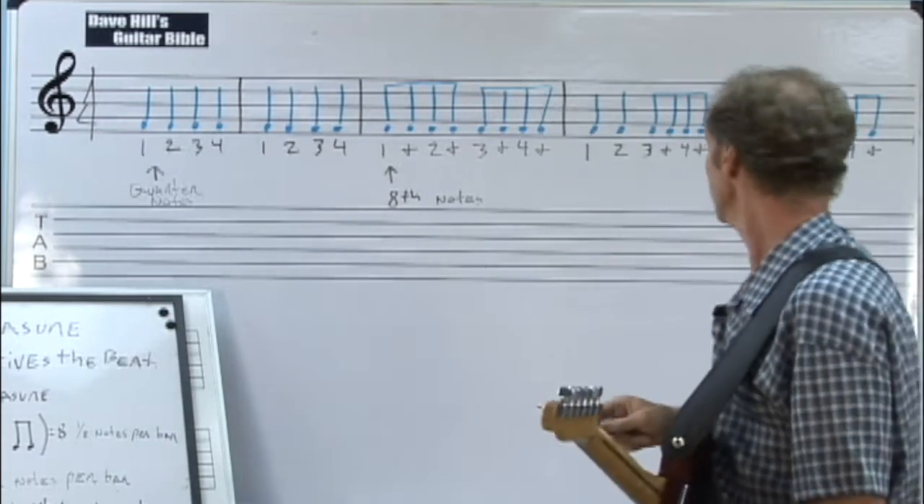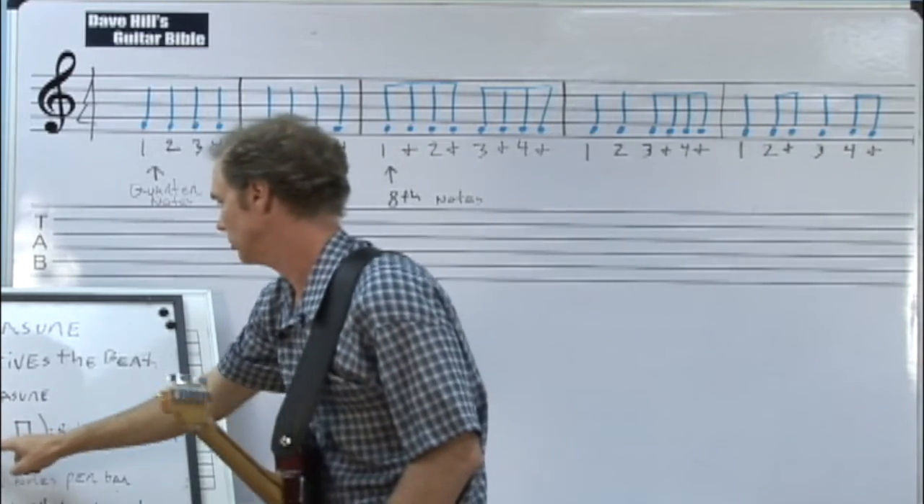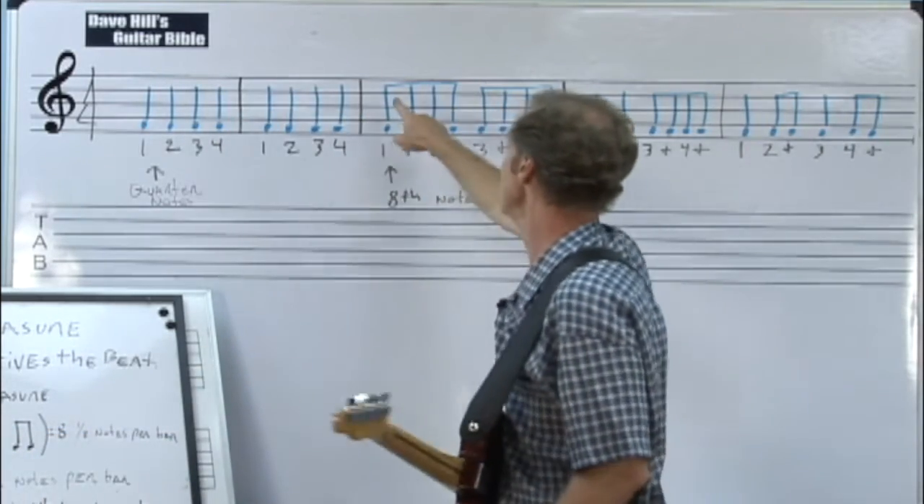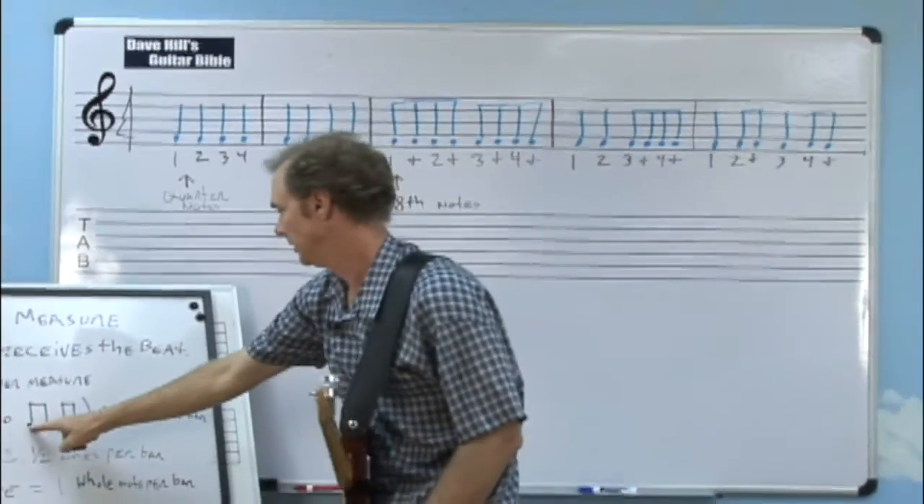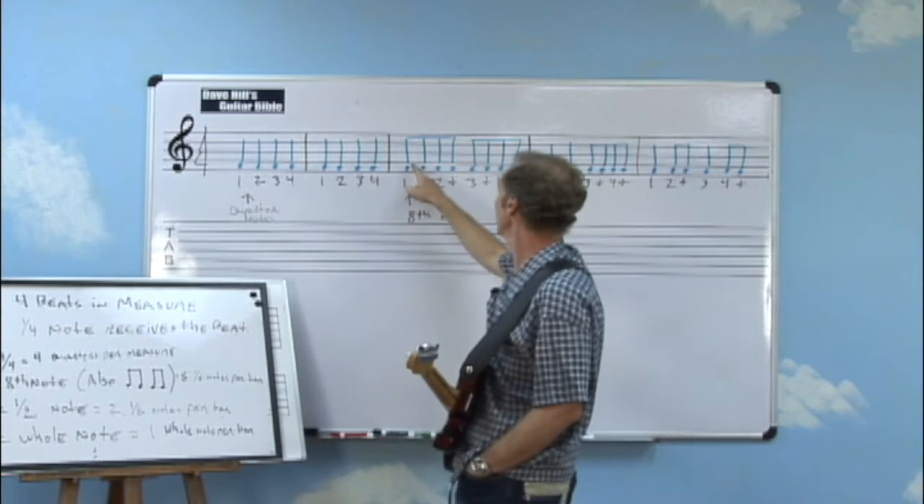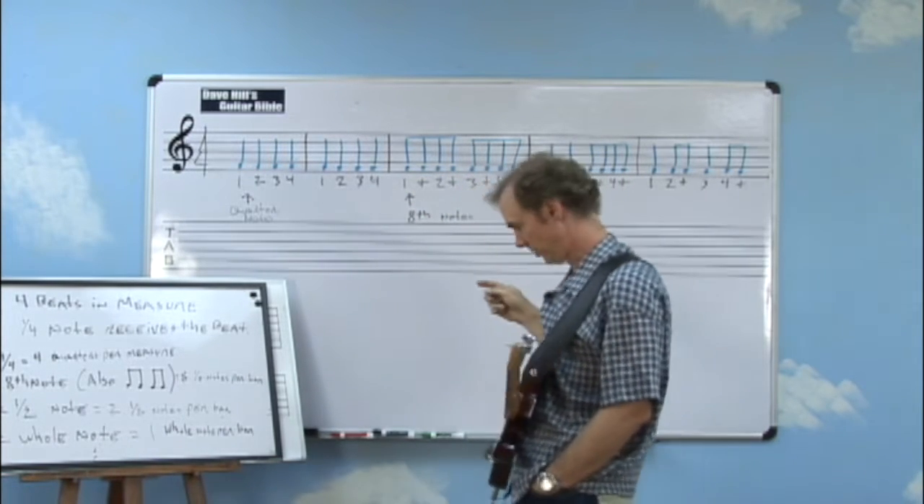And you'll notice that when you get 2 groups of them together, 2 pairs of them together, you can actually beam them together in groups of 4. So when you start to separate them, they look like that. But if you want to beam 4 of them together, you can do it like that. They're still eighth notes though.